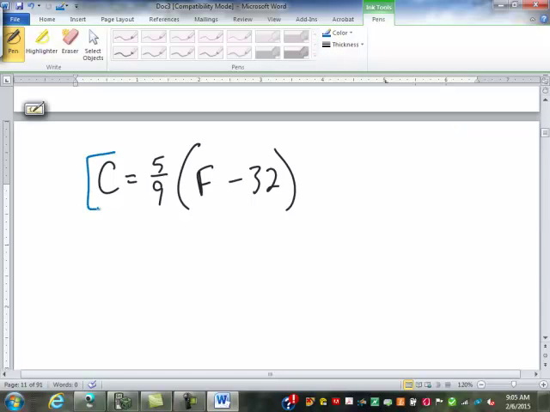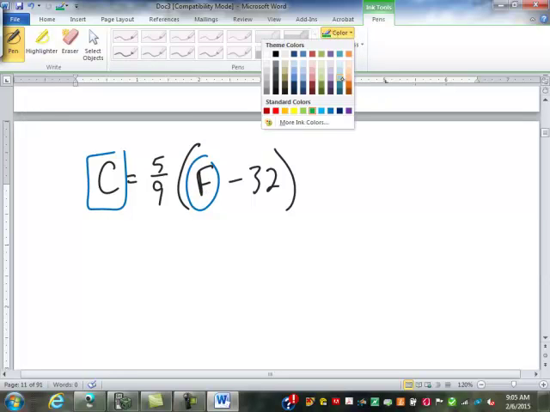Well, we could always put in the number here for Celsius and then solve the equation. But if we're going to do that with a lot of different temperatures and we have to do it over and over again, it would be nice to rearrange this equation so it wasn't so much work every time to solve it. So we could solve this for F.